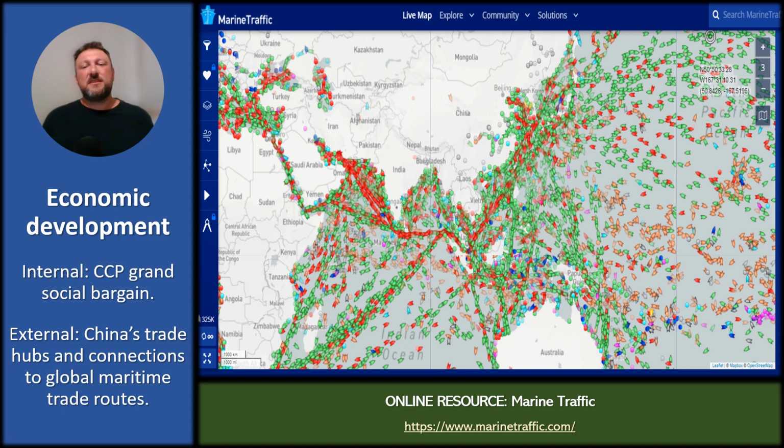Externally, the CCP is attempting to expand its network of trade partners around the world to continue infrastructure investment and cultivate markets for Chinese-produced export goods. It also needs to preserve the security of the trade routes between itself and its trade partners. To illustrate this, I love the website maritimetraffic.com, which highlights key maritime shipping lanes and trade hubs using real-time ship transponder data.